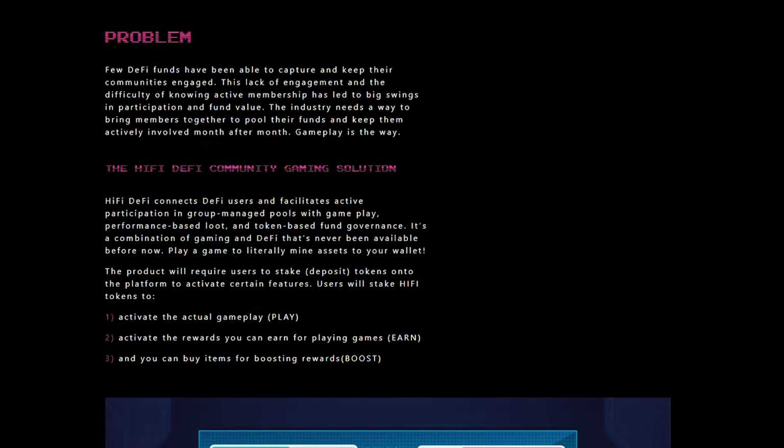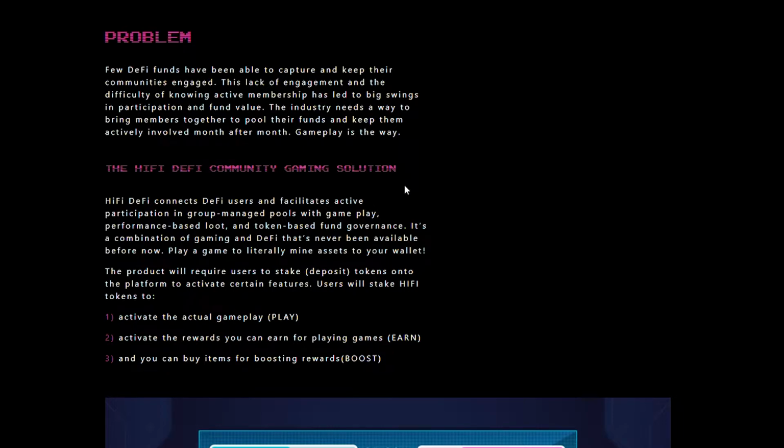All right, folks, let's take a bit of time here to really understand the problem at the moment and what HiFi's solution is going to be. So the problem here, folks, is few DeFi funds have been able to capture and keep their communities engaged. And that's true. This lack of engagement and the difficulty of knowing active membership has led to big swings in participation and fund value. The industry needs a way to bring members together to pool their funds and keep them actively involved month after month. Gameplay is the way. Couldn't agree more. If a game's fun and incentivized through play to earn, they're definitely going to keep more engaged and keep coming back for more.